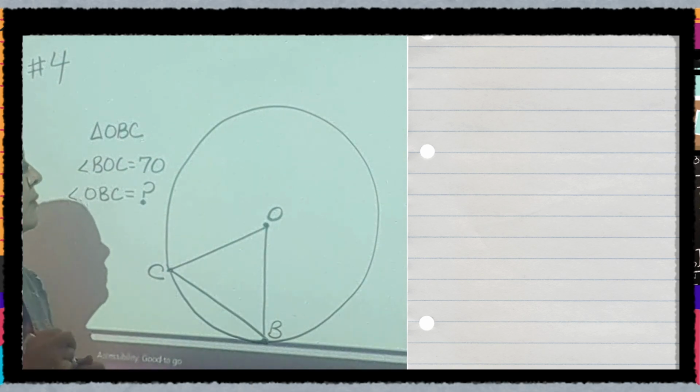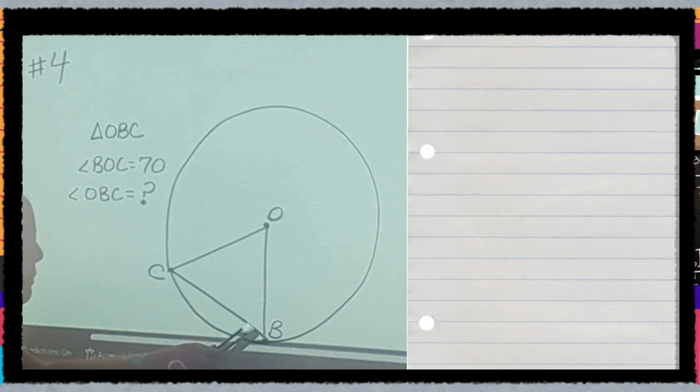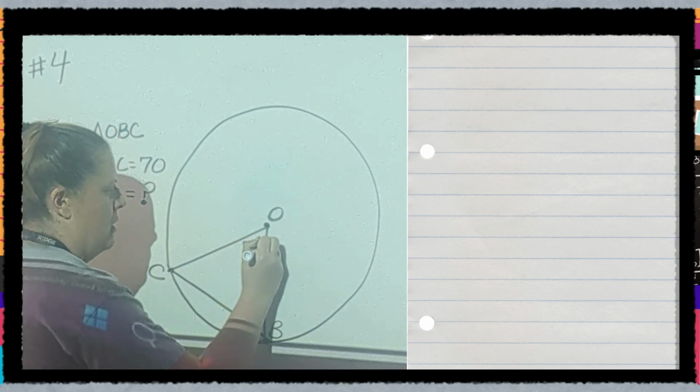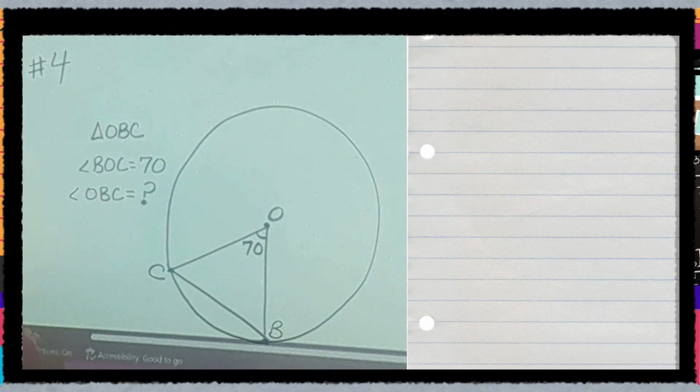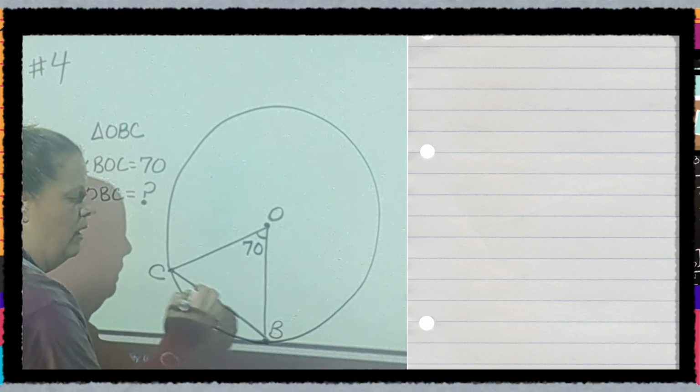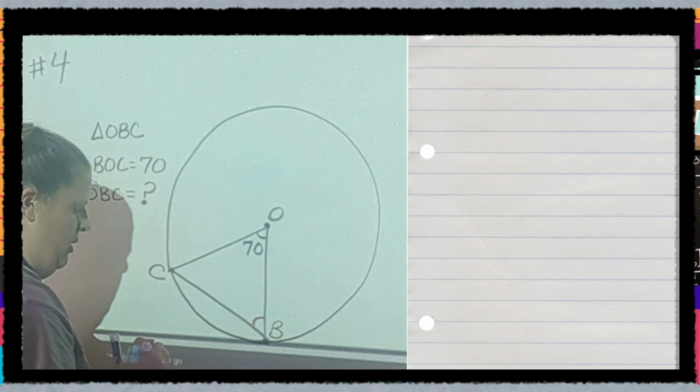Number 4. We're given a circle, and in that circle, we have triangle OBC, where C and B lie on the circle, and O is the center. They tell us BOC, the angle BOC, is 70. So angle BOC is 70. What is the angle OBC? I'm going to put that in a different color so we know what we're looking for. Angle OBC would be this angle right here.